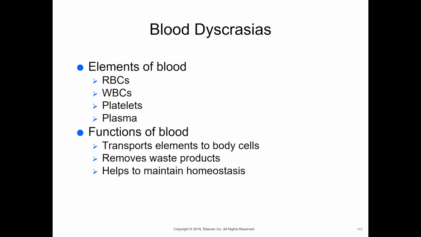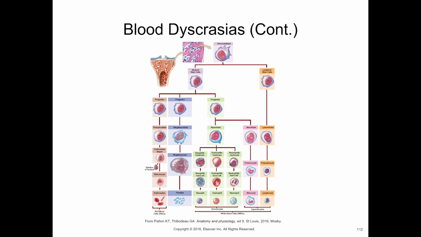Dyscrasias. I can never say that word, but basically we're talking about conditions here where there is disruption in the cellular content of blood. So this is starting with your hemocytoblast. This is the embryology pathways of every type of blood cell that we have here.